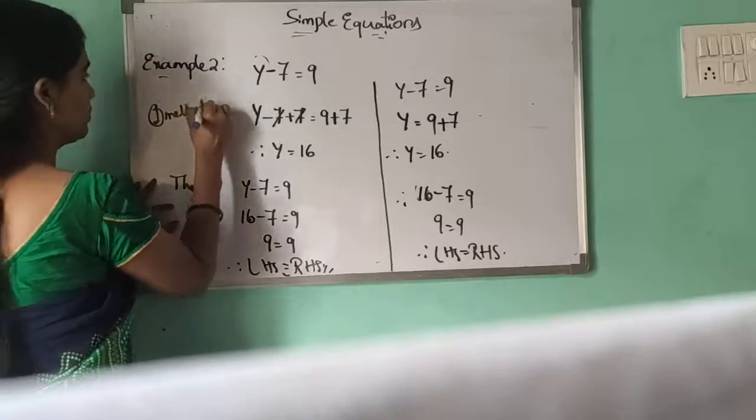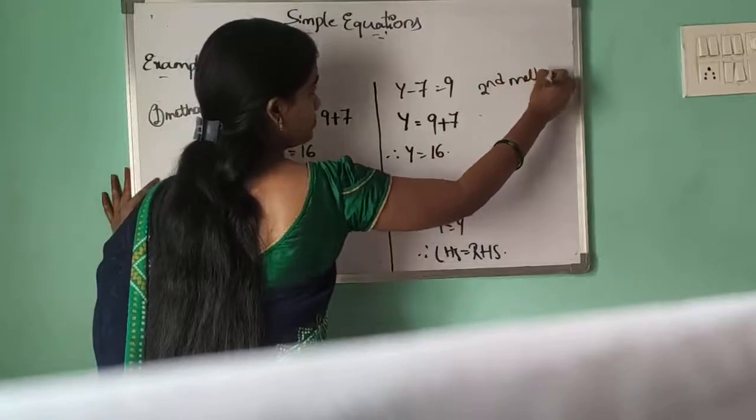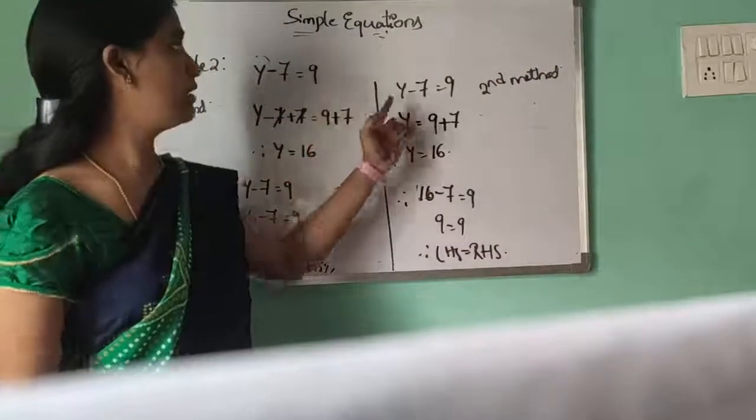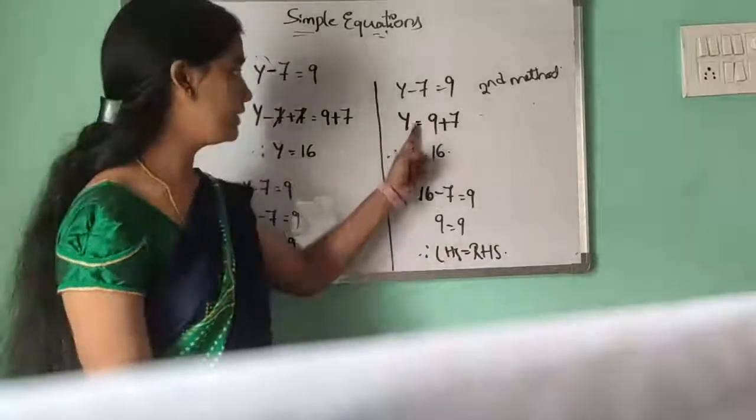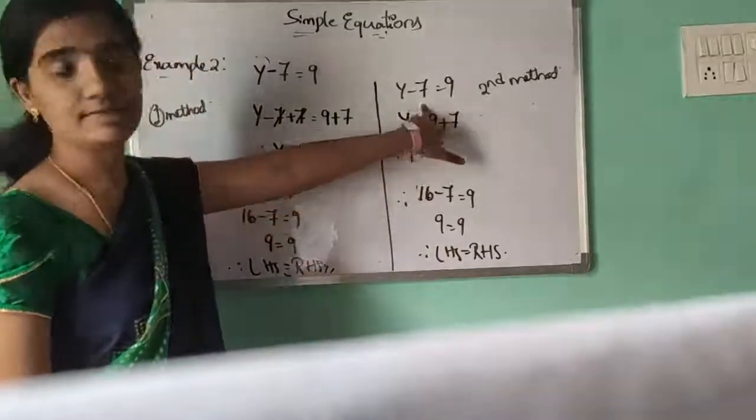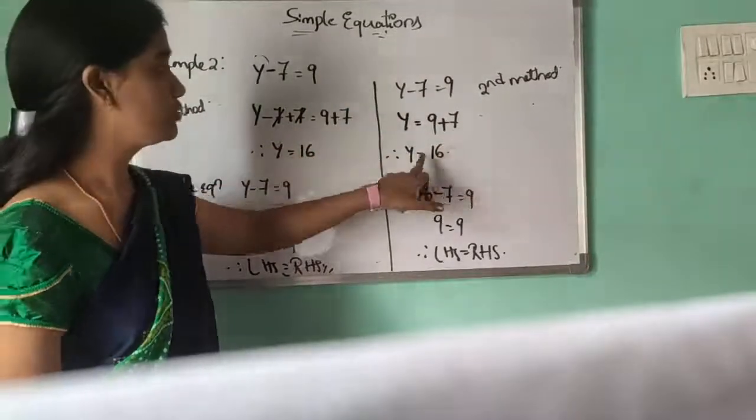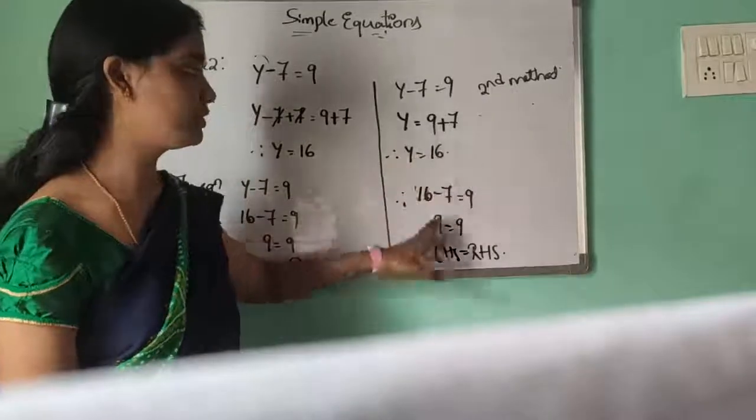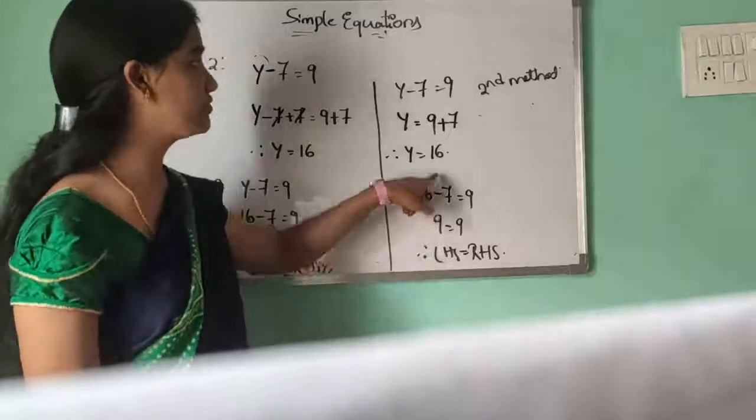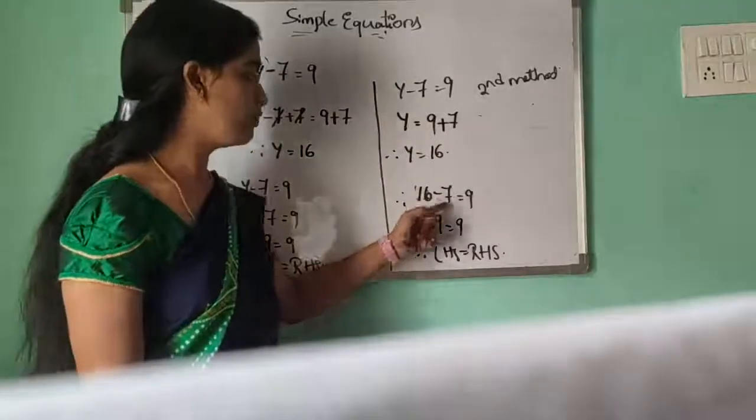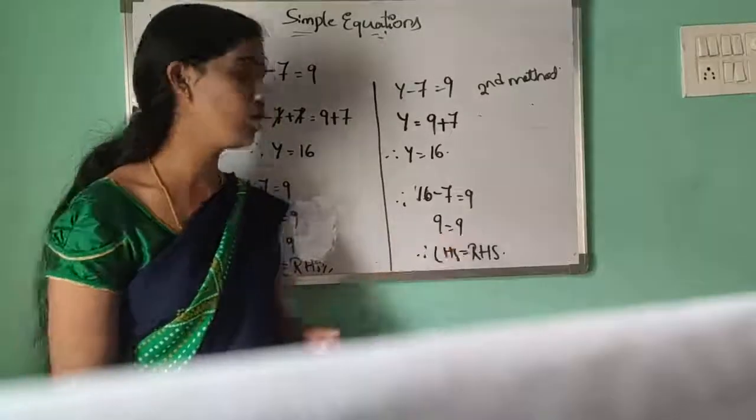You have to solve this problem in this method also. Here y minus 7 equals 9. We have to find the value of y: y equals 9 plus 7, because minus 7 becomes plus 7. So y equals 16. How to check whether the y value 16 is correct or not? We substitute this value into the given equation. So we get LHS equal to RHS, 9 and 9. So the answer is 16.